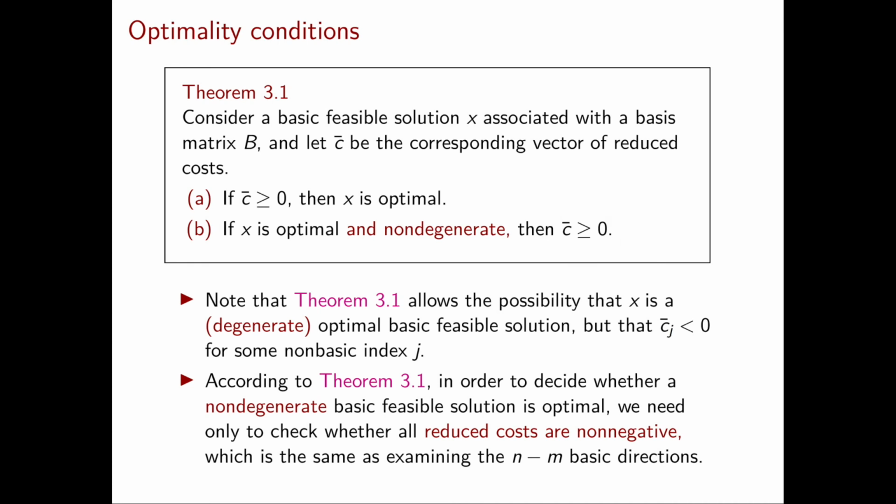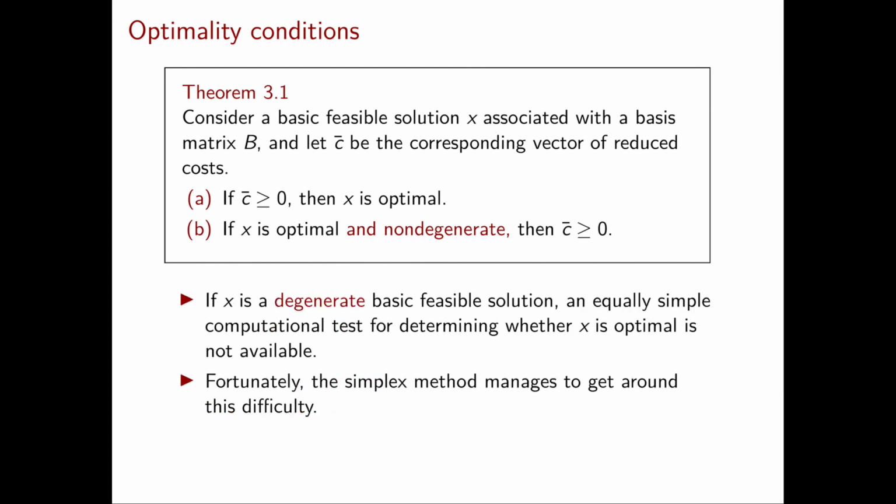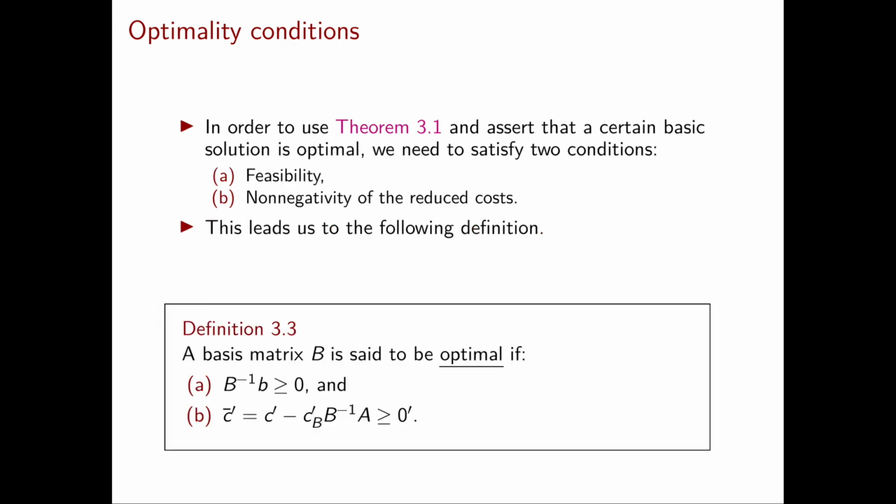So we can check if x is optimal by just looking at the reduced costs of the non-basic indices, which is the same as examining the n-m basic directions. If our basic feasible solution x is degenerate, we don't have such a simple way to determine whether x is optimal or not. But fortunately, the simplex method will manage to get around this difficulty. If we use theorem 3.1 to argue that a solution is optimal, we need to satisfy two conditions, namely feasibility and non-negativity of the reduced costs.